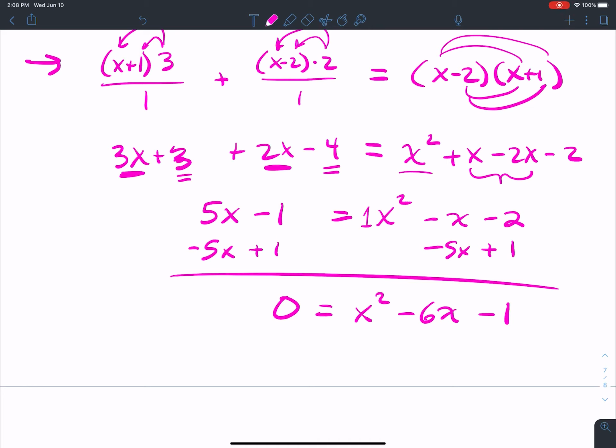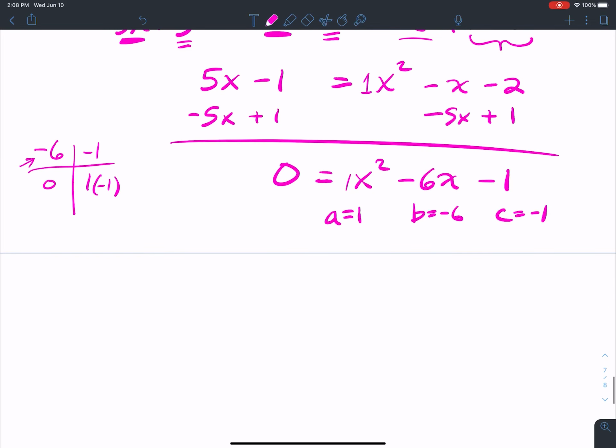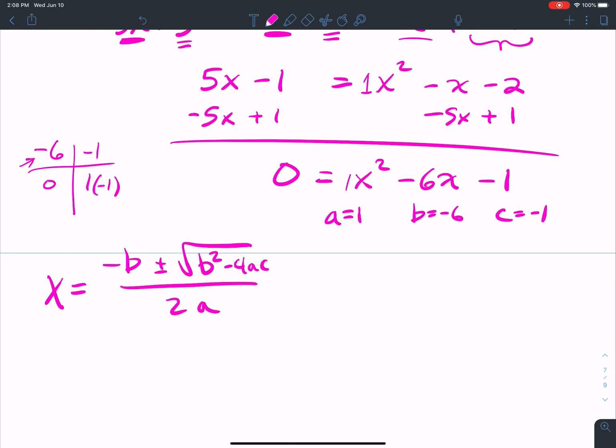All right, now AC method, I need numbers that multiply to negative 1 and add to negative 6. Well, 1 times negative 1, but this adds to 0. So it's impossible for me to add to negative 6, so I can't use the AC method, but I can use the quadratic formula with a equal to 1, b equal to negative 6, and c equal to negative 1. So quadratic formula: x equals negative b plus or minus square root of b squared minus 4ac over 2a.